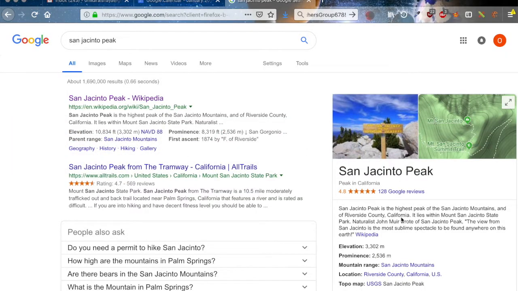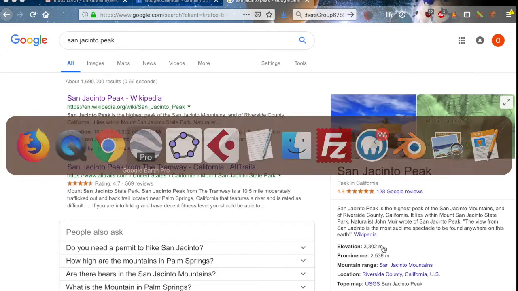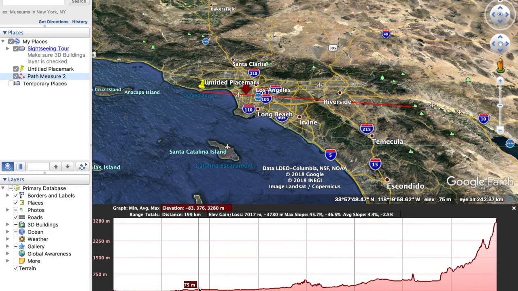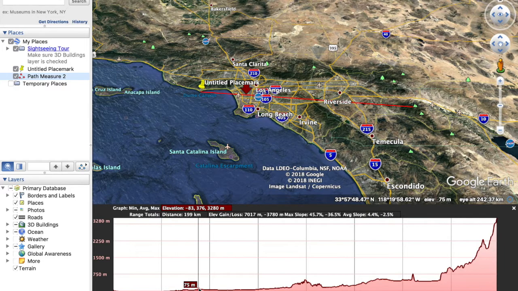San Jacinto Peak is 3,302 meters above sea level here. And we'll look at the elevation data from Google Earth. There are 2 points I want you to pay attention to. The first one is here at 44 kilometers from the observer, and there's a small bump, if you will. That's 75 meters above sea level.